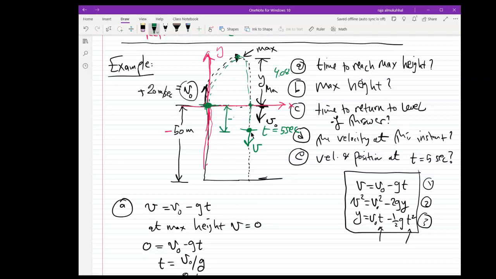I hope this makes sense to you. You see what I'm saying? It's the height, and of course it's below the datum, and therefore it's a negative. Okay, we're not measuring it from the bottom here. We measure it from the level of the thrower. Okay? Okay, good. The next problem.